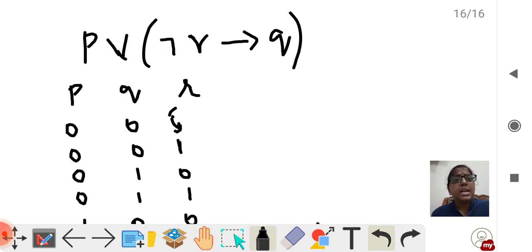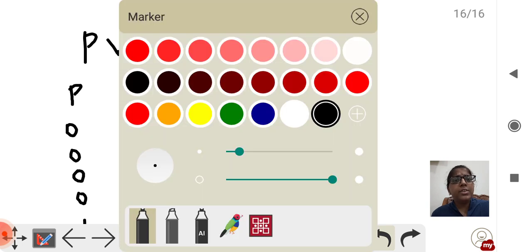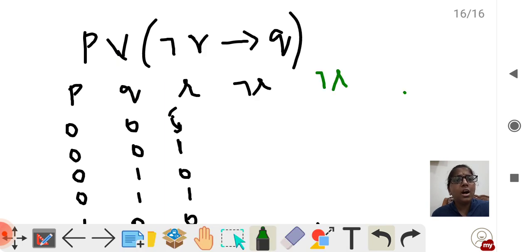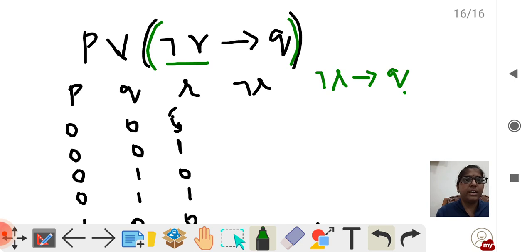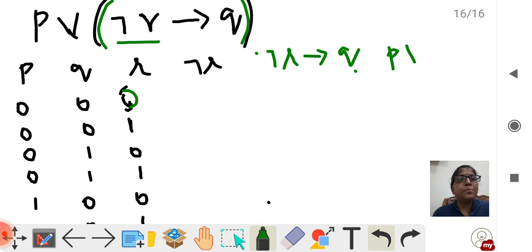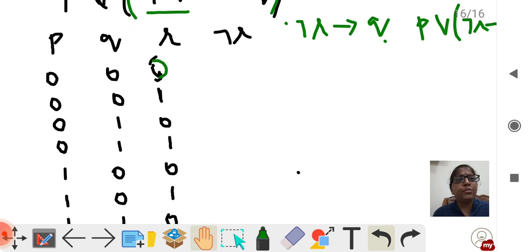So next we have to find what else they have asked. It is negation R, and then we have to find negation R implies Q. We have to always solve the bracket first. Here we have negation R. We have written all the 8 combinations of 3 statements, and we have to find negation R, and then the bracket, negation R implies Q, and afterwards P or negation R implies Q.